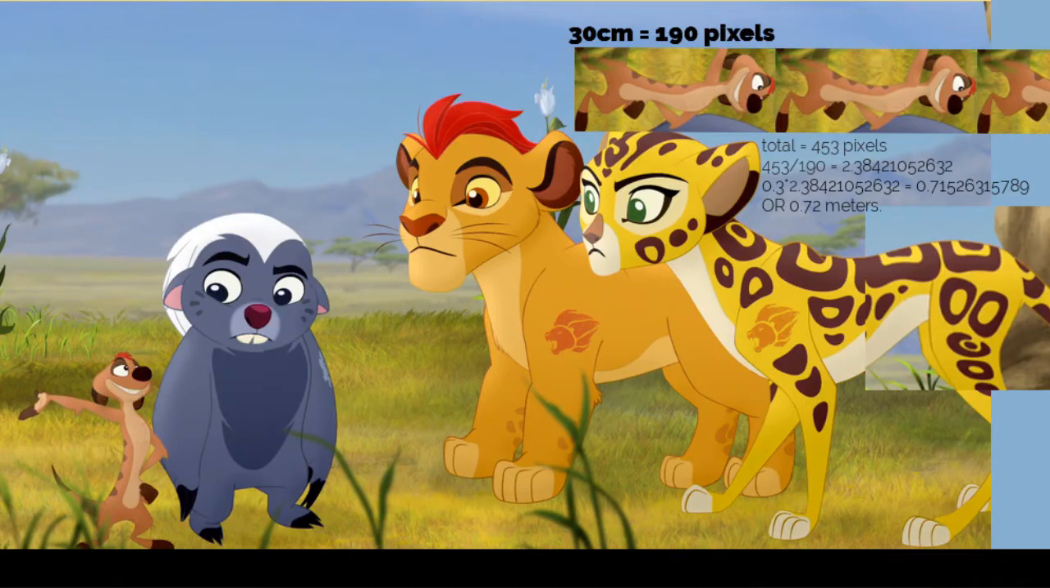We have no idea how old Fuli is, but we do know how old Timon is. He's an adult. Adult meerkats are around 30 centimeters. Brilliant, we have a basis. I'm not going to bombard you with calculations, but if you want to check my working, here it is. Fuli is 0.72 meters long, which actually makes sense looking at how large cheetahs actually are.